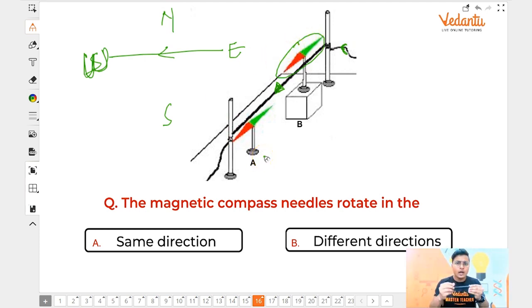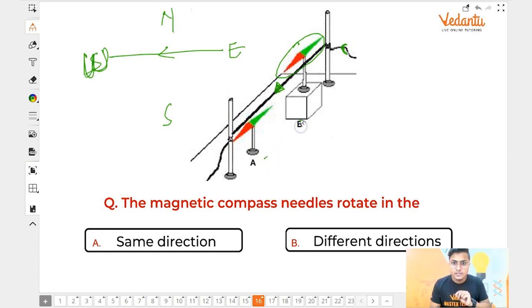Similarly, when I look at compass A, at the below part of the wire, you can clearly see that the magnetic field is going from bottom to up. Correct, it's going in this direction. For compass A, it's going bottom to up. Isn't that amazing to know?